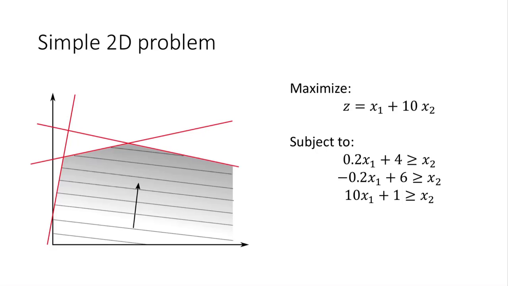So we have a simple two-dimensional problem that we've been working with. This problem has two variables, x1 and x2, and it has three constraints. And so we're going to seek to maximize an objective, which we're calling z. And that objective, graphically, we can see it naturally wants to push us to the topmost point at the intersection of two of these constraints.